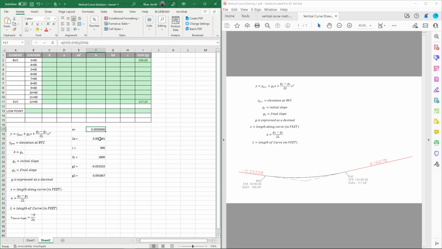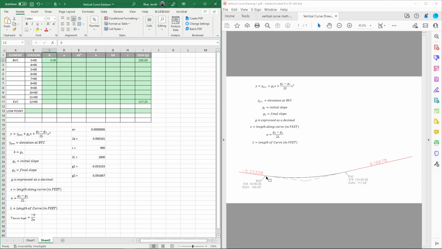So I've also included that here. So 2 times this value A gives me this small decimal. So I'm going to start filling in this chart based on the information that I know. So variable x, that's how far along the curve are we going from our starting point. So at the beginning of the vertical curve, we are going 0 feet in the x direction, right?